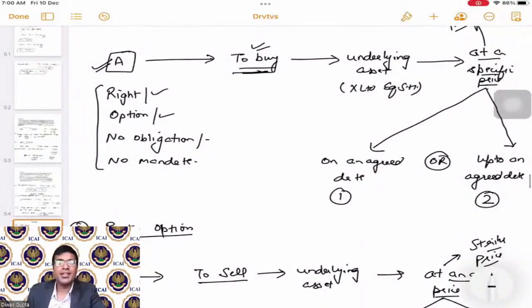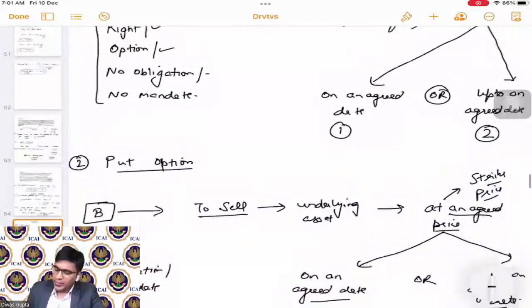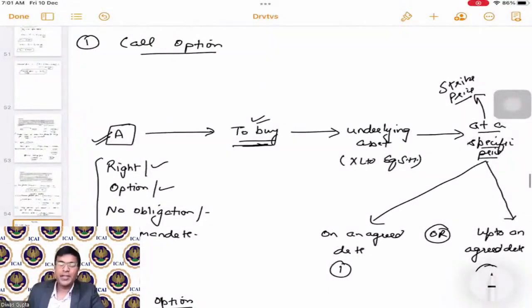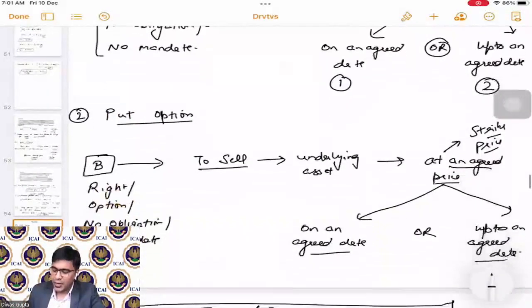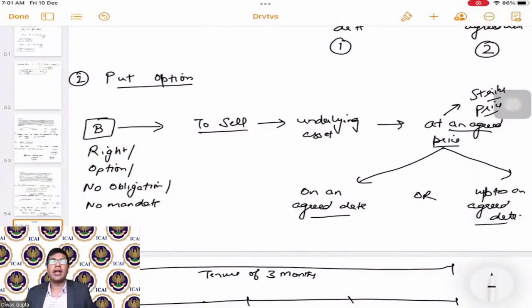And for the time limit, we said there can be two things. It can be on an agreed date, which is a fixed agreed date, or up to an agreed date. This is called a call option because it gives the holder the right to buy on a future date. That is what the essence is. On the other hand, a put option gives the right to put, that means the right to sell the underlying asset, again on a specified date or up to a specified date.